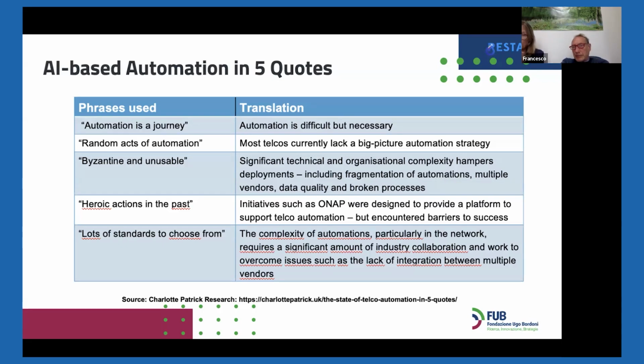And then the last quote is, "there are a lot of standards we can choose from." So there are different architectural approaches, different interfaces, and competing AI models. And so we can say that choosing the right path is half of the challenge that has to be addressed. This is just to understand the mood that is still in the air now. So we can move to the next slides.